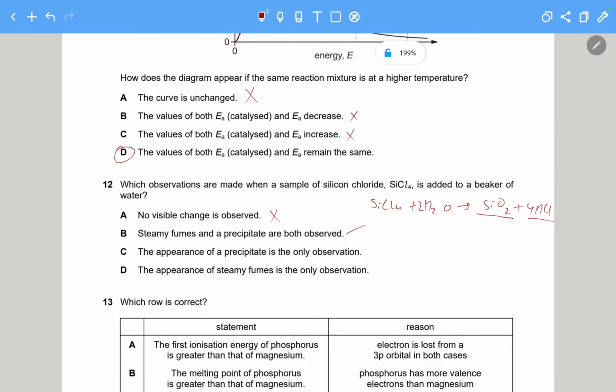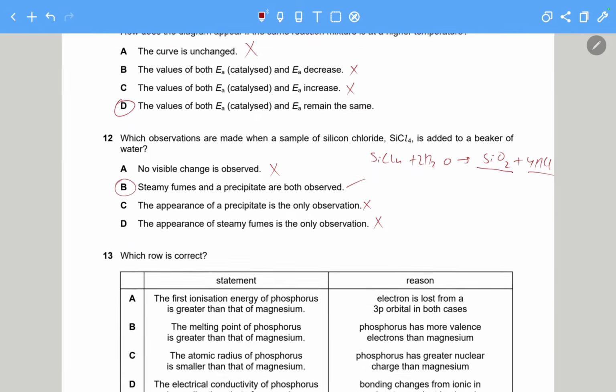The appearance of a precipitate is the only observation. No, we also see steamy fumes. The appearance of steamy fumes is the only observation. No, we also see a precipitate. So option B is the correct answer.